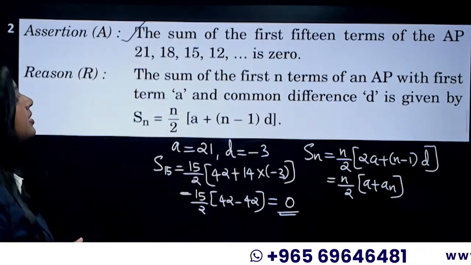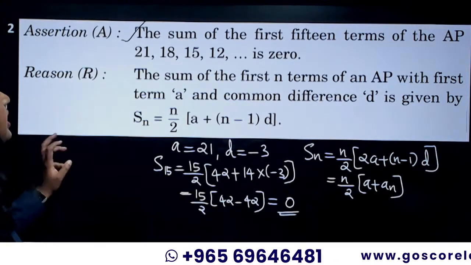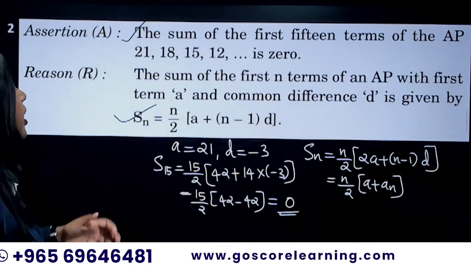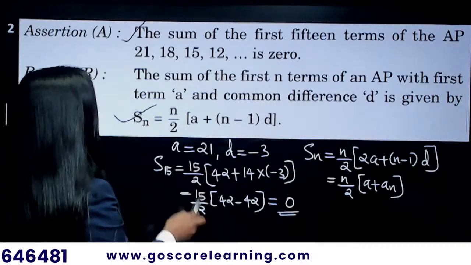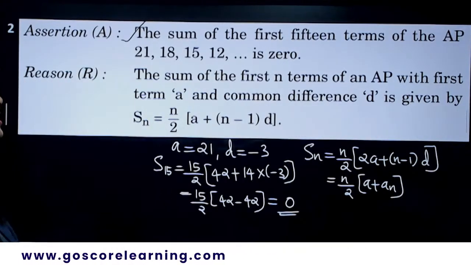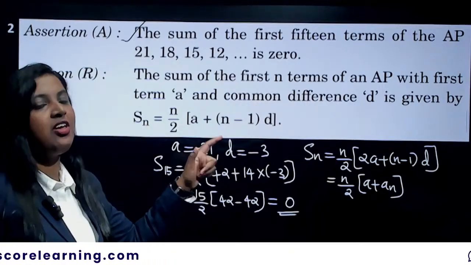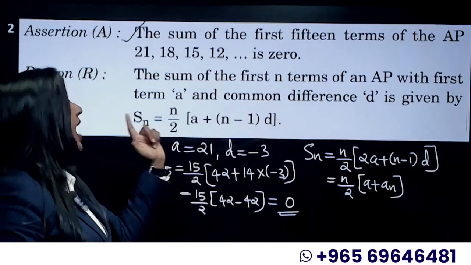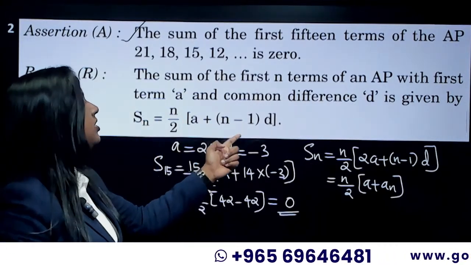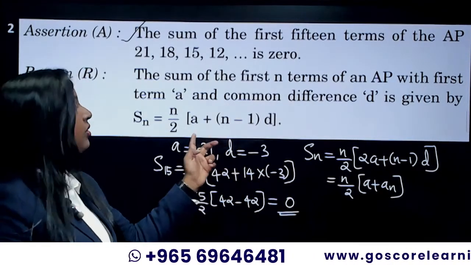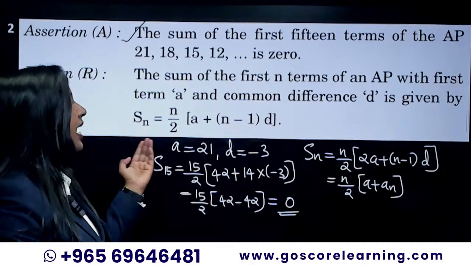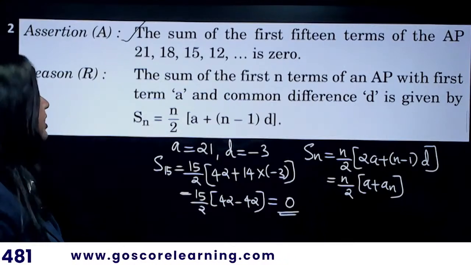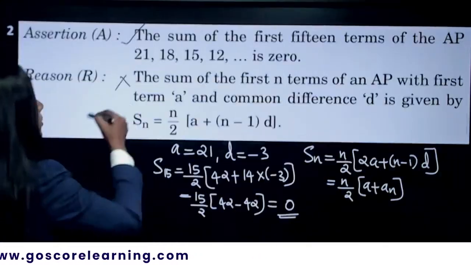And then the sum of the first n terms of an AP with the first term a and the common difference d is given by Sn is equal to n by 2 into (a plus (n minus 1) into d). So is this correct? Okay, I accidentally ticked it. Is this the equation that we used? Many of you are like, yeah, correct. Just take a close look at the question. They mentioned n by 2 into (a plus (n minus 1) into d). So is it that? No, it is n by 2 into (2a plus (n minus 1) into d). So is the reason correct? No, the reason is not correct.